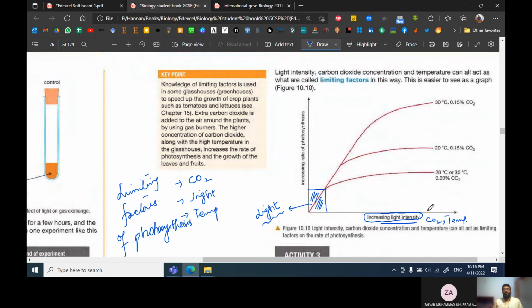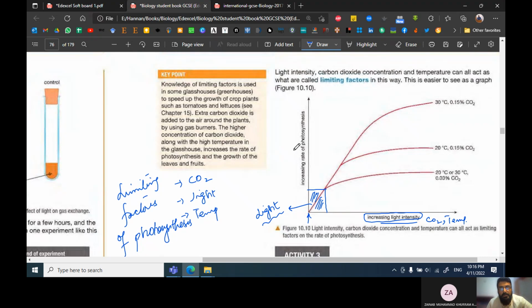But right now in our current graph, we have light intensity at the x-axis, which means that if we have no light, there is no benefit of giving the plant maximum carbon dioxide and maximum temperature. There is no benefit, because this shaded area represents that if we have no light, there is no benefit. So first of all, establish this point that you must look upon the factor that is present at the x-axis. And without that factor, you are not going to even start the photosynthesis.